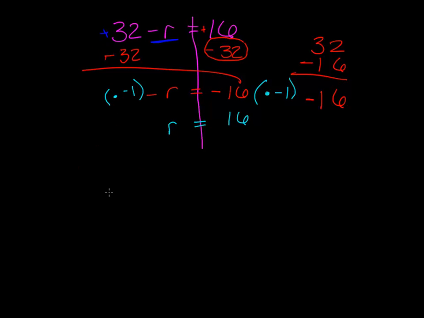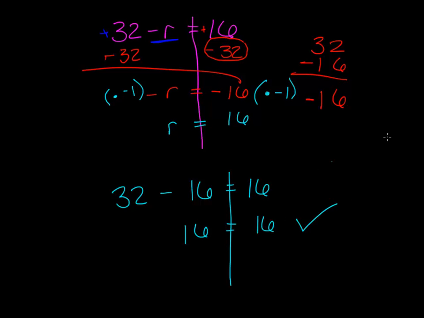Alright, so we've got our steps. We followed our steps through it. Now comes the check step. We have 32 minus 16 equals 16. There's my line. Do the arithmetic here. It gives you 16 equals 16. Checks out. Alright. Moving on fairly quickly.